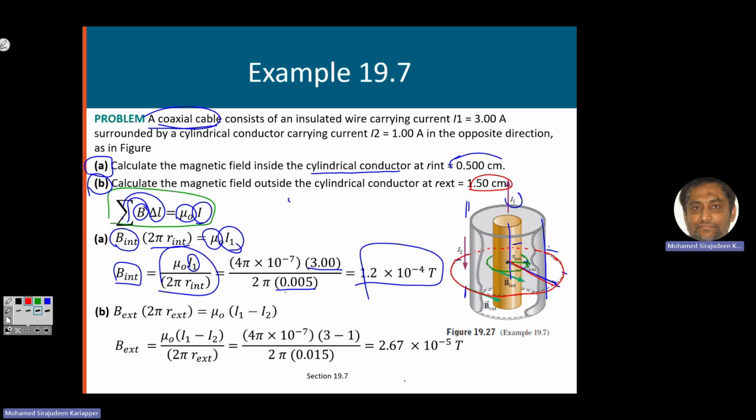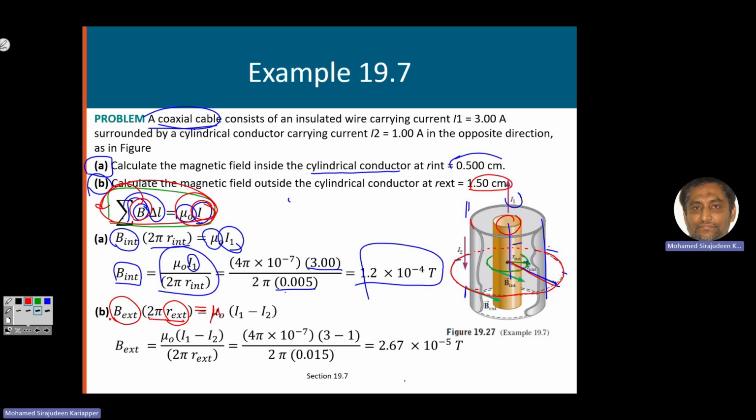Again, we apply Ampere's law, which is this. This time again the magnetic field is a constant, so I can take it out of the summation. It will be that magnetic field multiplied by the circumference of the red circle, which is 2 pi r, the radius of the red circle, equals mu0, the right side of Ampere's law, multiplied by the current enclosed by this big circle. This time, this circle encloses both currents, I1 as well as I2. But you have to be careful here.